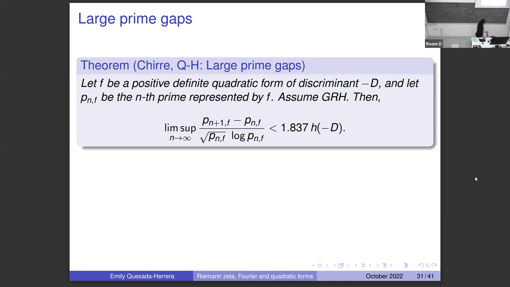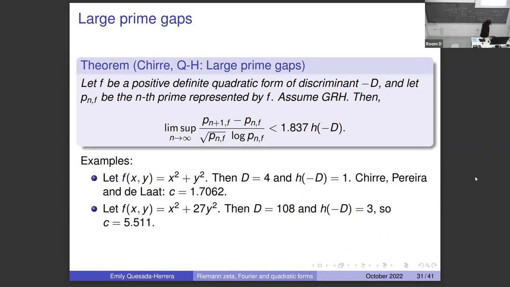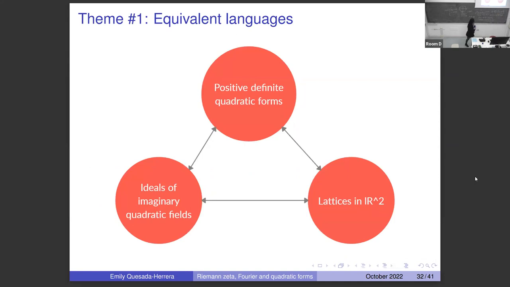So to finish, let me just say a little bit about the method of the proof. There are two main ideas in this work. The first main idea is that we have three equivalent languages. We have the language of positive definite quadratic forms, the language of lattices in R^2, and the language of ideals of imaginary quadratic fields. In some cases, it is more convenient to work in one or the other language. And we use all three languages in this work.